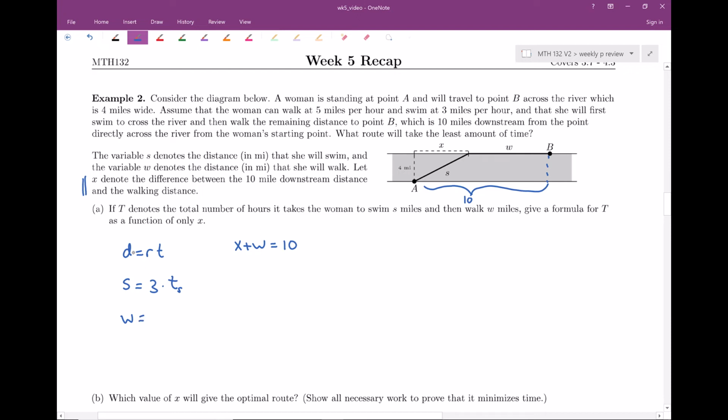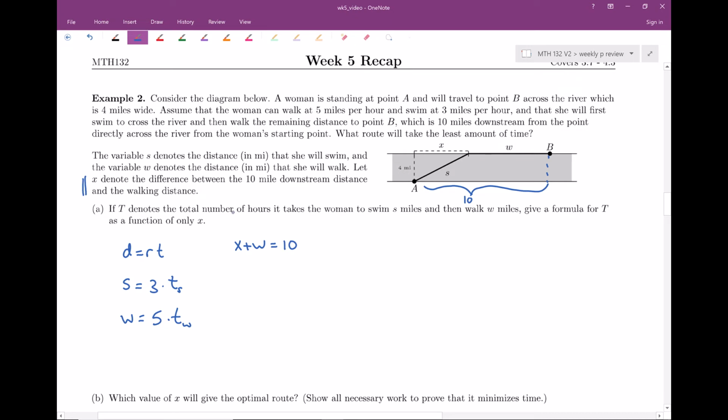Walking distance is going to equal walking rate times walking time. So the rate at which she walks and the time that it takes her to walk that distance. Well, the rate at which she walks, she can walk at 5 miles per hour. So we're going to go ahead and replace this. Instead of walking rate, we're going to write 5. And our goal is to find T, right?